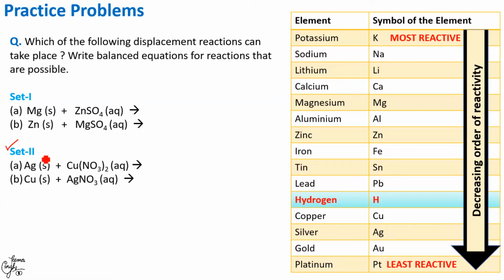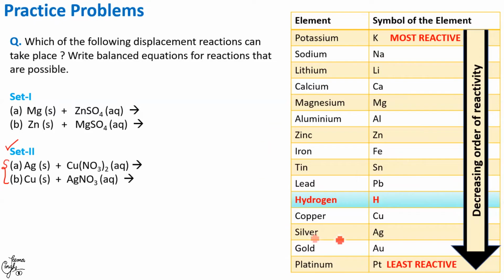In set 2, we have two reactions: Ag plus copper nitrate, and the second one is copper plus AgNO3. We need to find out which of these two reactions will take place, and for the one which is going to take place, we are going to write the complete balanced equation. See, we have two metals, silver and copper.